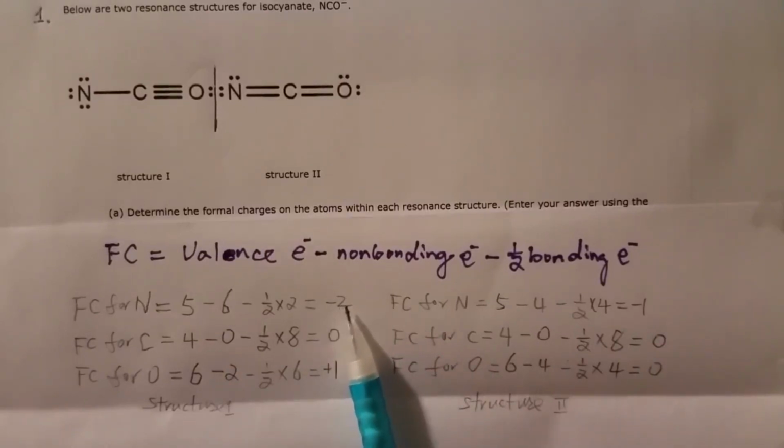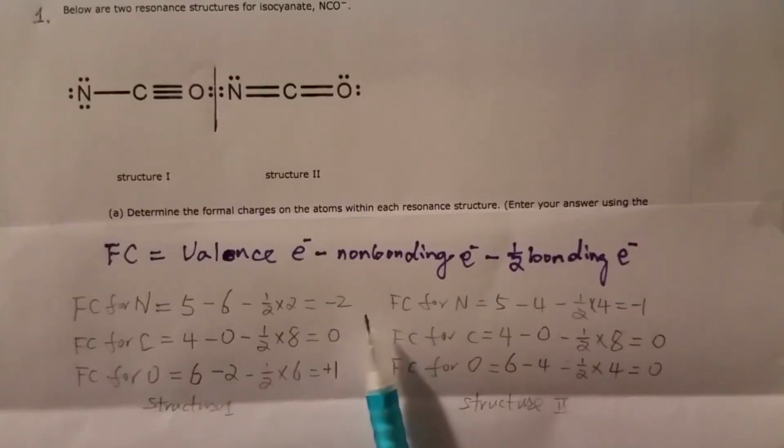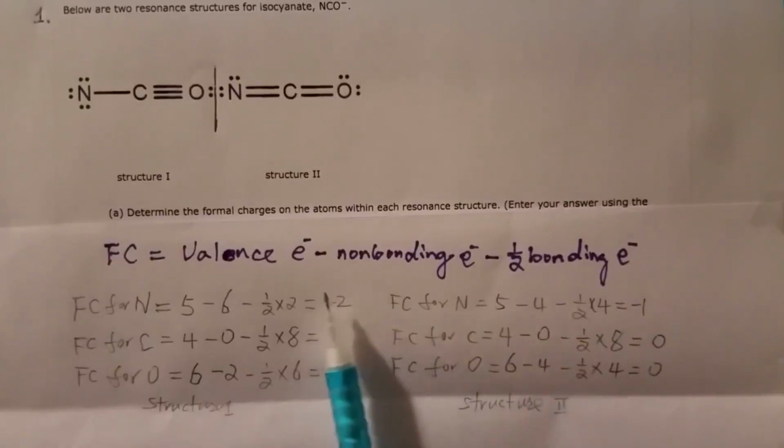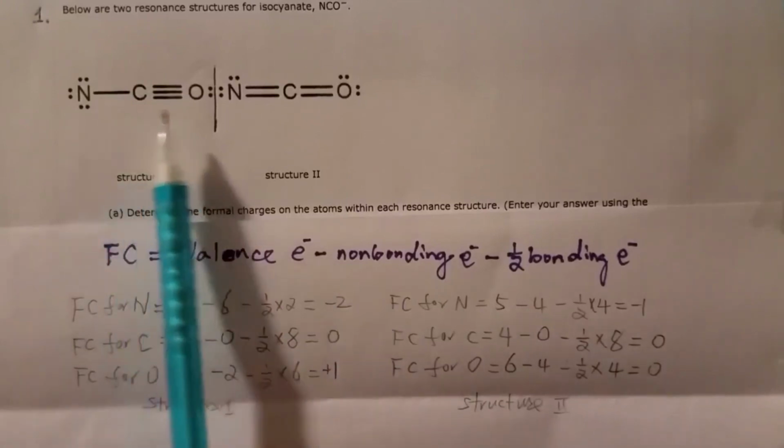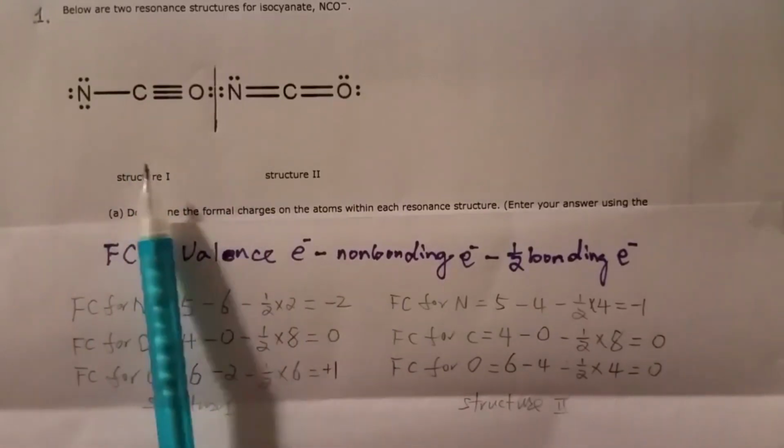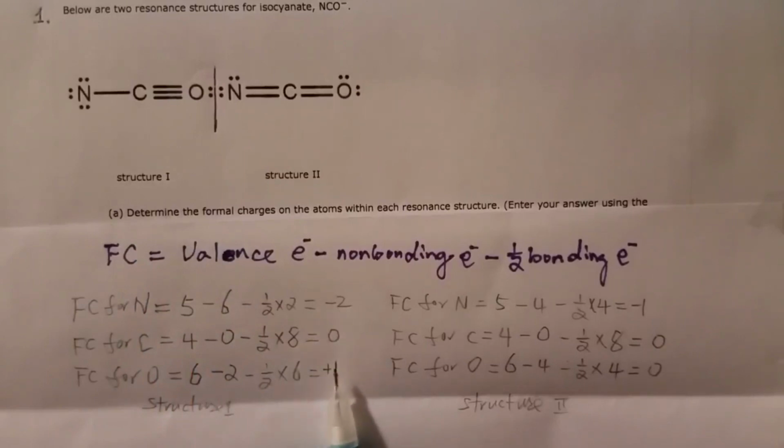You see here, -2? That's further away from 0, all right? So that's -2, 0, +1. You see, among the 3 atoms in structure 1, 2 of those have formal charges, and for the nitrogen there, the formal charge is pretty large. So then that's not good. That's not favorable. So smaller formal charges is more favorable.